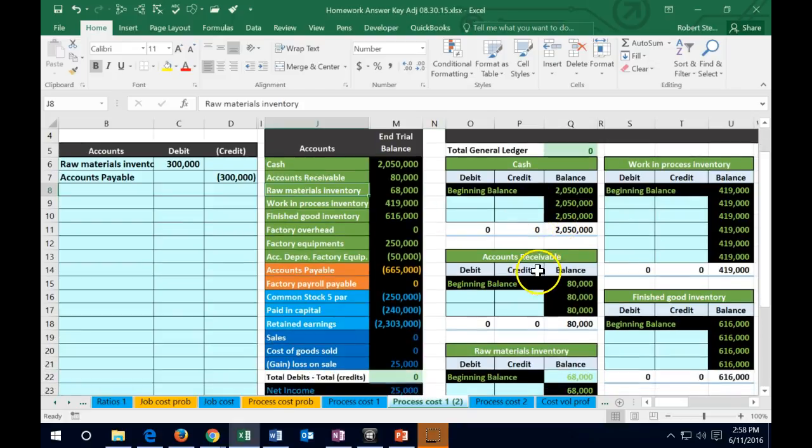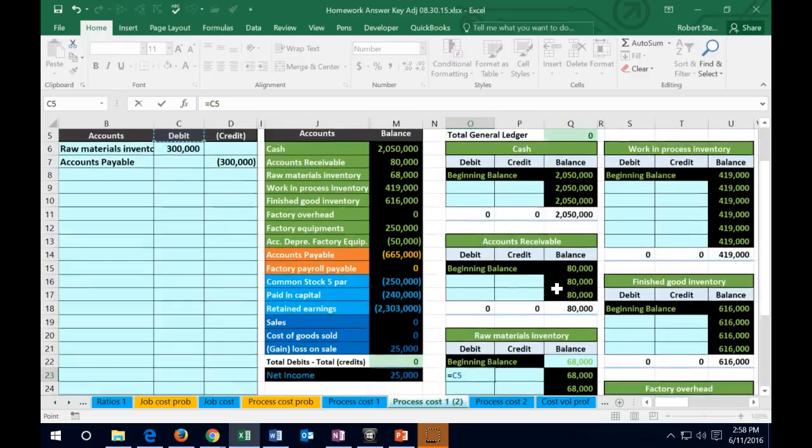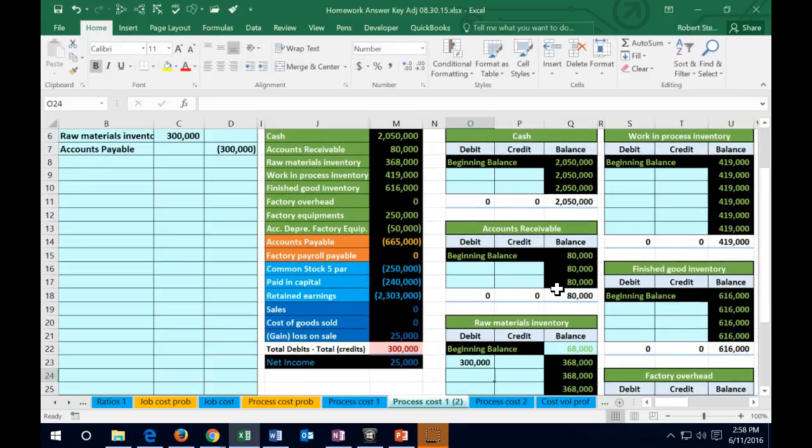So here's the GL: cash, accounts receivable, raw materials. I'm going to put my cursor in O23. This is O23, and just say equals. And then I could use the arrows and just go over here until we go up to what we want to post, which is this item here, and enter. So there is that item.